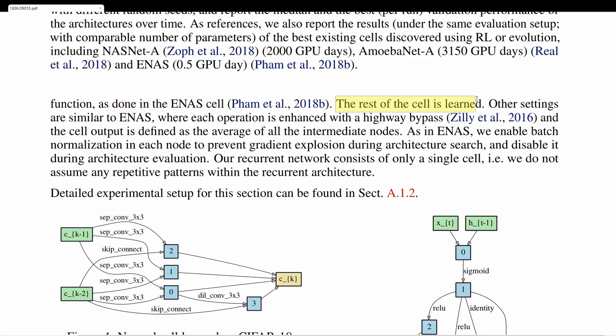The rest of the cell is learned. Other settings are similar to ENAS, where each operation is enhanced with a highway bypass and the cell output is defined as the average of all intermediate nodes. As in ENAS, we enable batch normalization in each node to prevent gradient explosion during architecture search and disable it during architecture evaluation. A recurrent network consists of only a single cell, that is, we do not assume any repetitive patterns within the recurrent architecture. Detailed experimental setup for this section can be found in A.1.2.